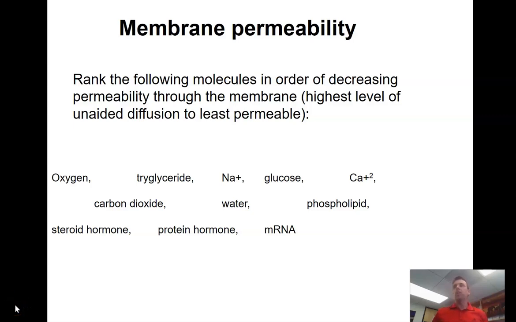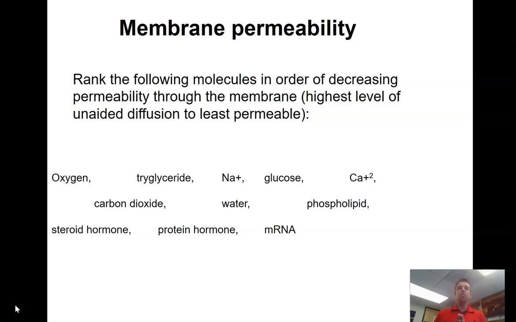All right, the last thing I want to talk about in this Unit 2 introduction is membrane permeability. That's because this is one of the most important aspects of the membrane in regulating what gets into the cell and what gets out of the cell. And that regulation is really based on the permeability through the membrane itself.